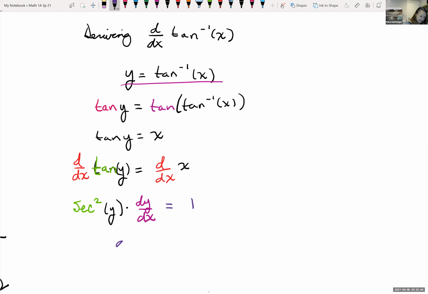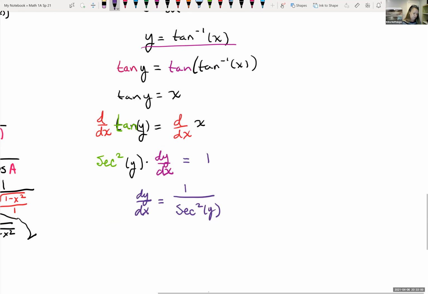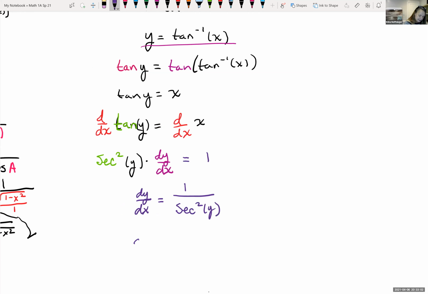So dy/dx, let's solve for that. Divide both sides by secant squared of y. We have 1 over secant squared of y. Recall, we usually don't write it this way, but this is the exact same thing as squaring secant of y.